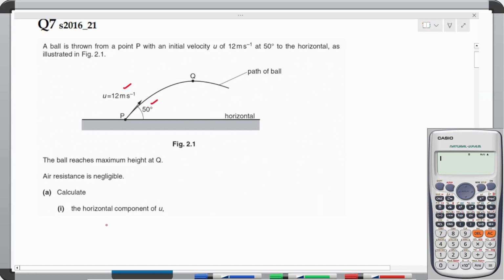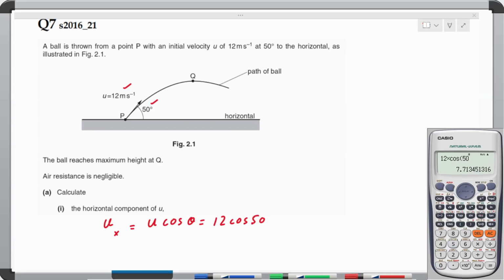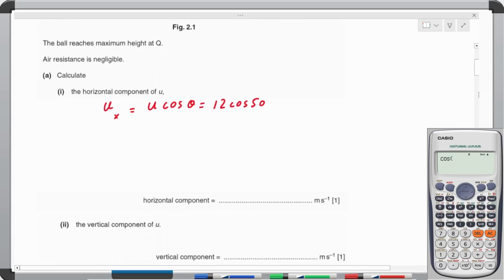The horizontal component I'm going to represent by ux, and that equals u times cos theta. So u is 12 times cos 50, because theta, the angle in this case, is 50. Then you can hit it on the calculator. 12 times cos 50, and what we get is 7.7 to 2 SF. We can write it as 7.7. So this is the horizontal component of the velocity.